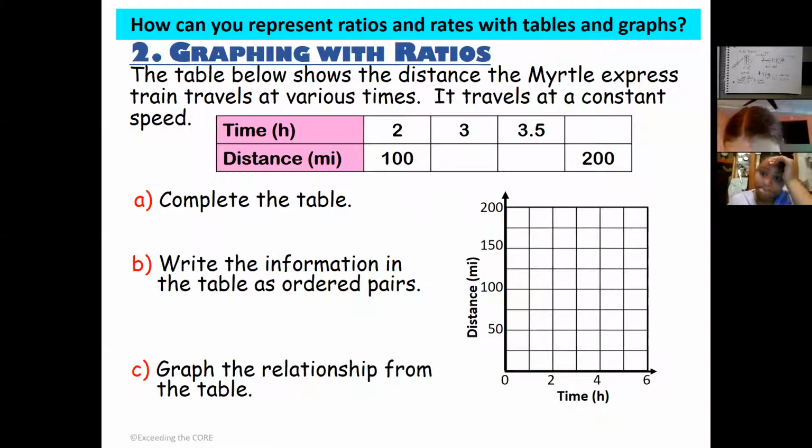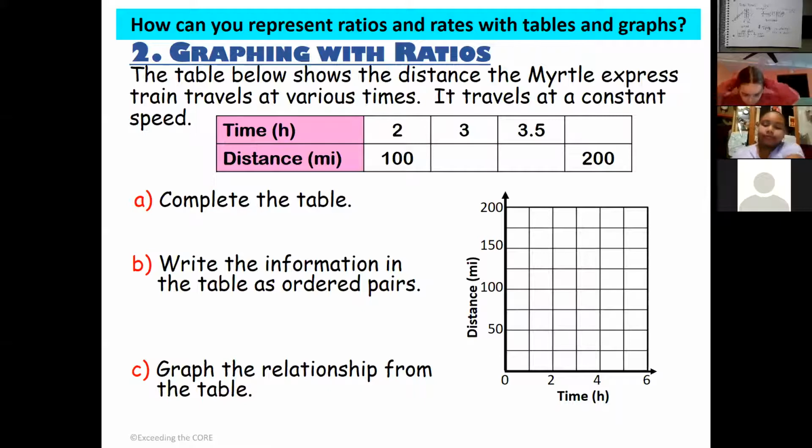That no matter what, they'll always go the same speed. Exactly. So it means that no matter what, it will always be traveling at the exact same speed. So in 2 hours, where does time go on our grids? The x-axis. X-axis, excellent. So in 2 hours, it goes 100 miles.